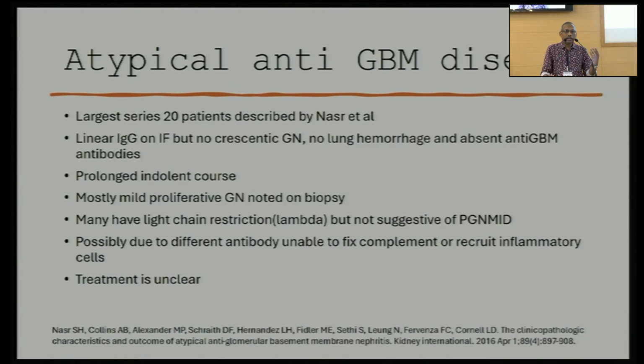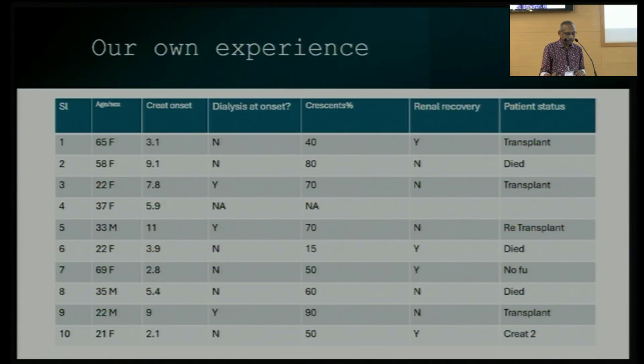So maybe it is due to an antibody which is unable to fix complement, or unable to recruit inflammatory cells, which is why it is presumed to behave like this. But treatment is absolutely unclear. There are only small series, so probably the treatment advised is only anti-proteinuric therapy at this point in time. Maybe if it is only a lambda isotype, we can try some anti-plasma cell therapies or rituximab. But we don't know. There's no actual treatment.